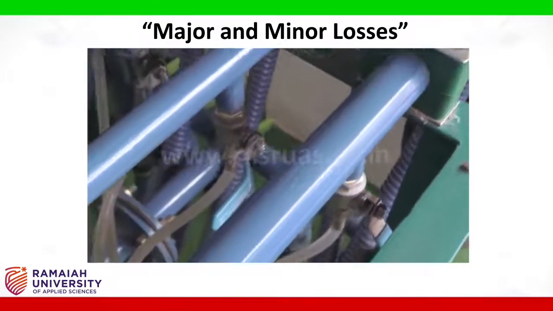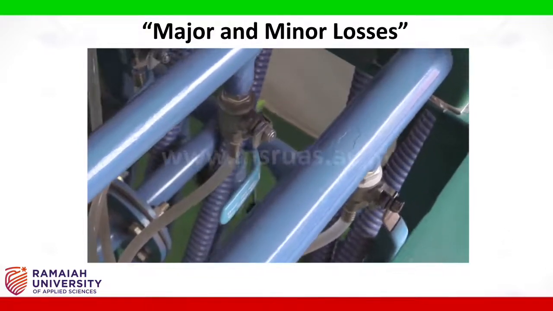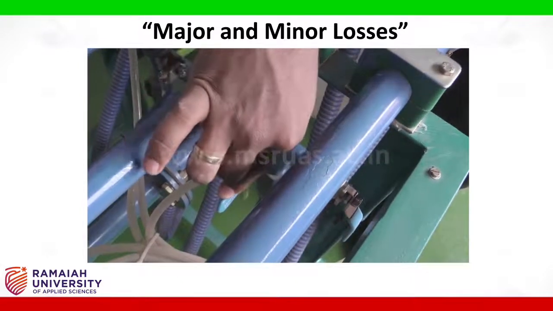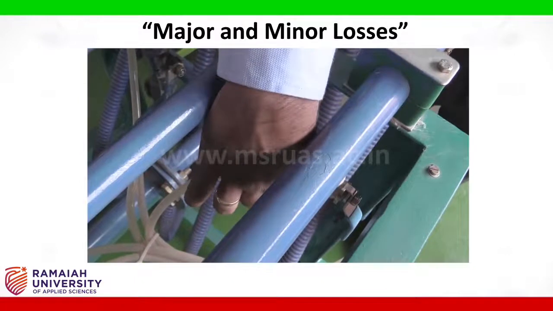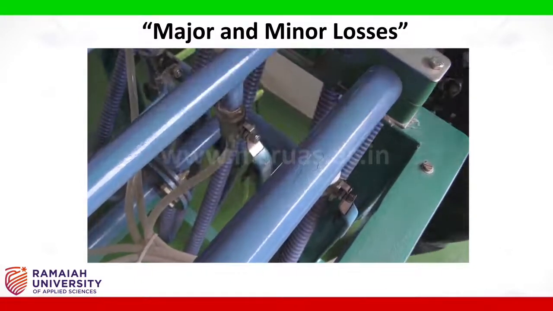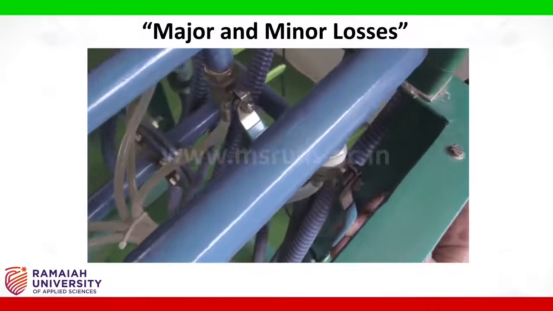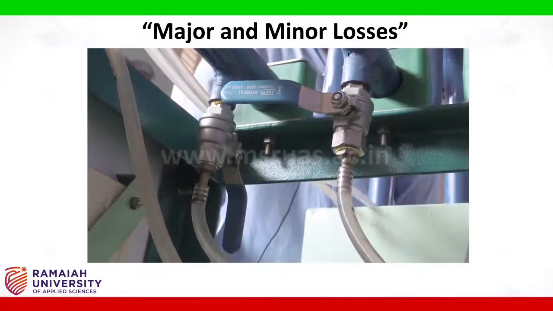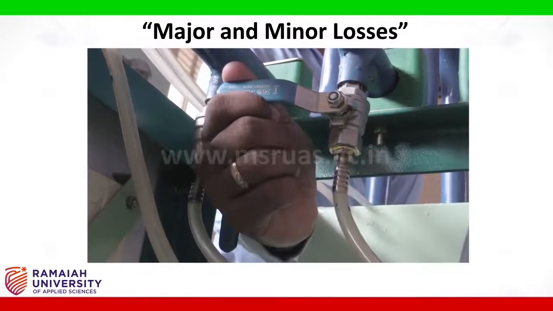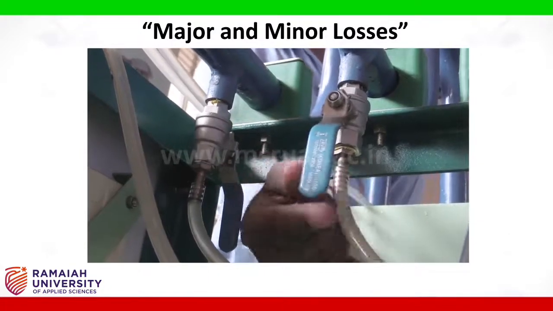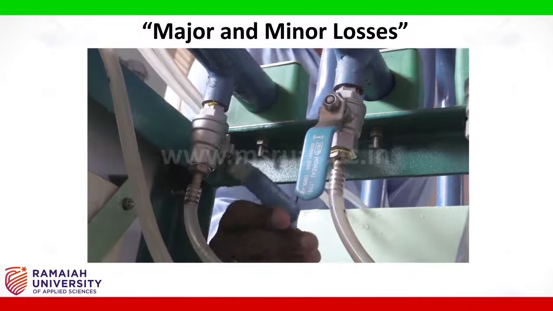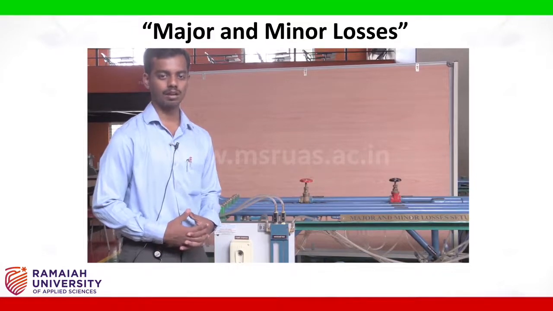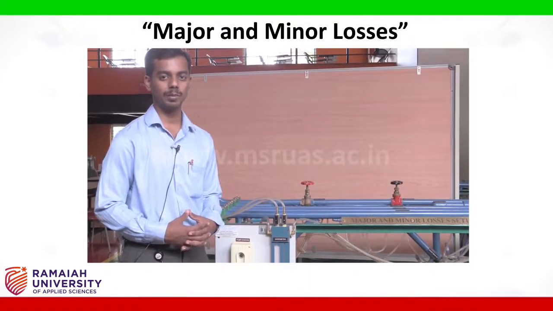Now, to calculate the head loss across the 3/4 inch pipeline, we shall open the ball valve connected to the manometer at one end of the pipeline, and remember that the ball valve which was open for the 1 inch pipeline has to be closed now. Now, on the other end, we shall open the valve for the 3/4 inch and close the valve which was previously opened for the 1 inch pipe. Now, the manometer's limbs are connected only to the 3/4 inch pipeline.